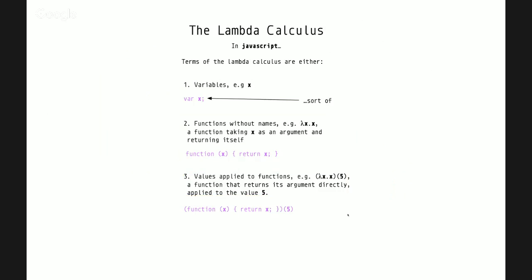And so moving down, if we wanted to apply this to the value 5 like we did before, in JavaScript we can just wrap it in parentheses and apply it to a value. And this will produce 5 as it should. It's going to feed that 5 into the function and return it.